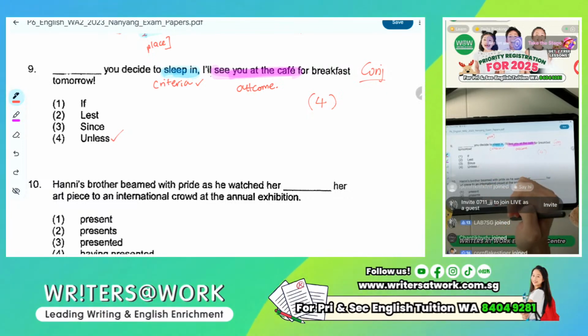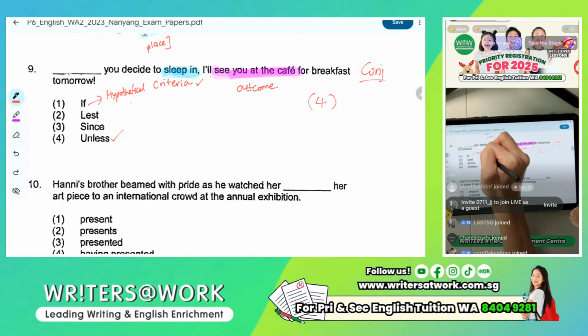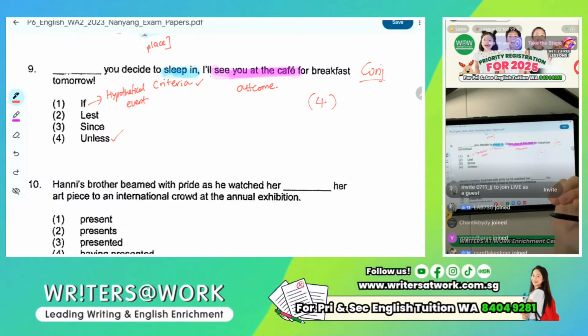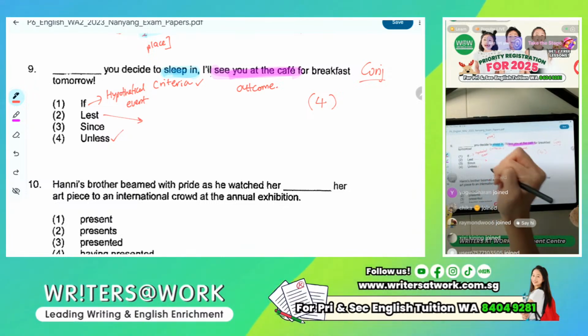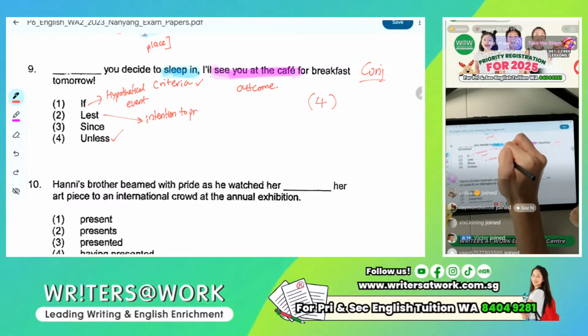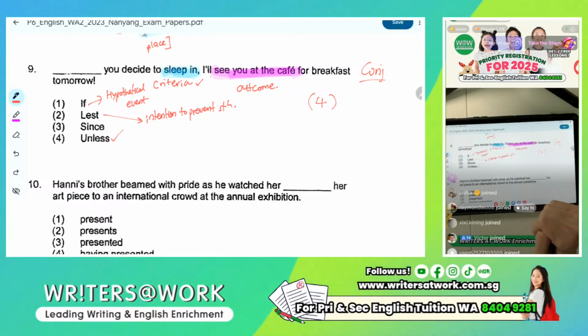Now let's take a look at the other options to learn. If is used to show a hypothetical situation, hypothetical event. If I had $1 million, I would do something. Okay, so it's an event that hasn't occurred, but I'm just talking about it. Lest, this shows the intention to prevent something. Mother closed the main gate, lest the stray dog come into our house. So you are trying to prevent an unfortunate situation from occurring.